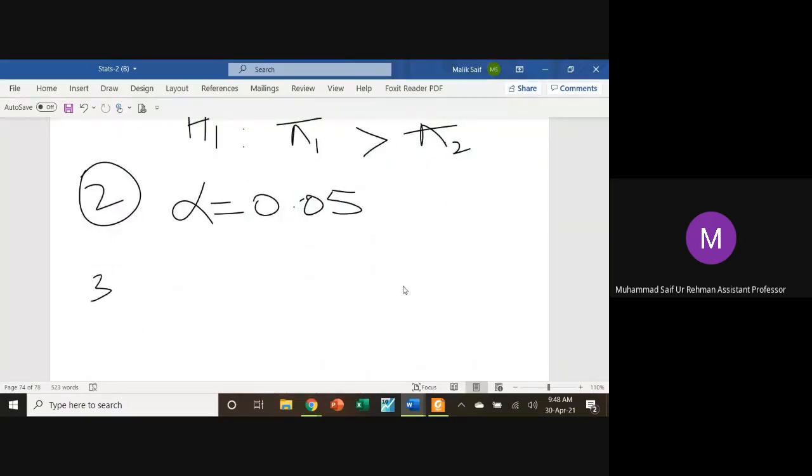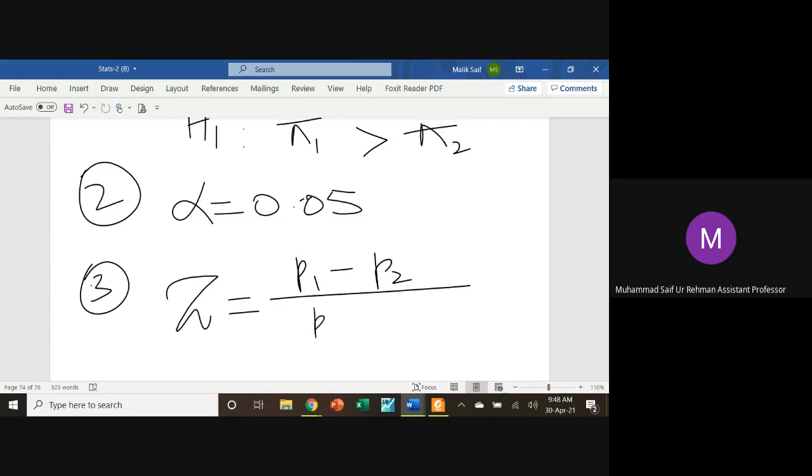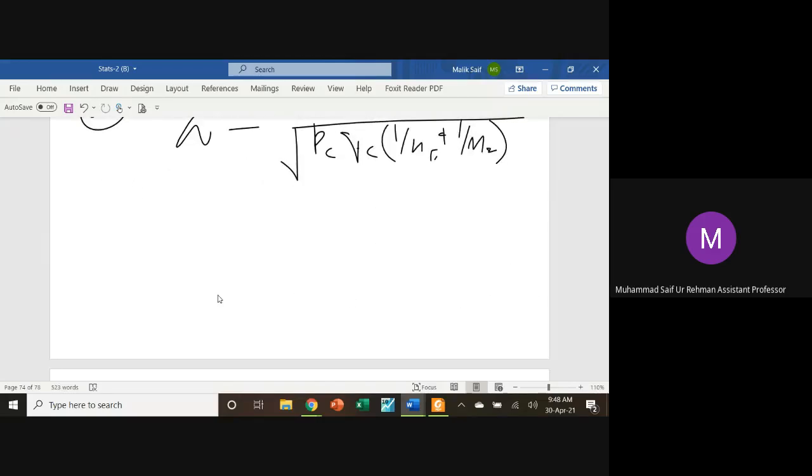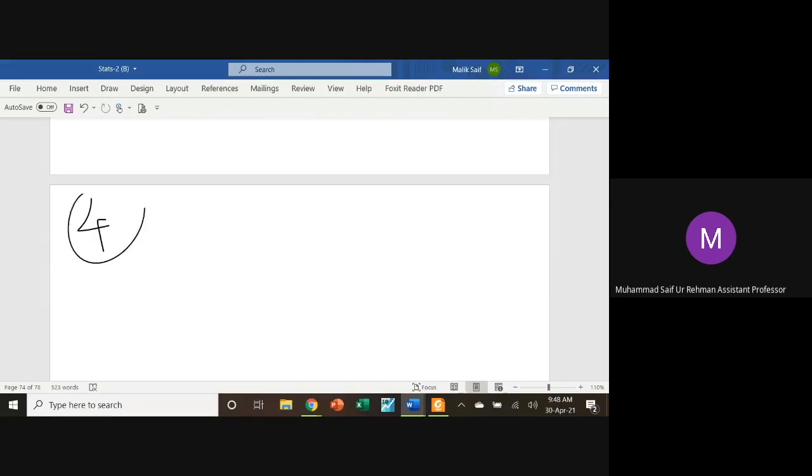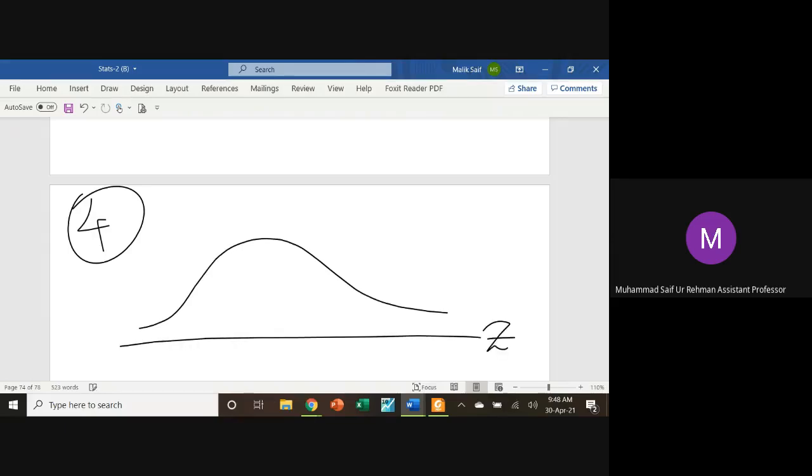Third part, test statistic. Two populations are there. You will use the Z statistic: P1 minus P2 divided by the square root of PC QC times (1 over N1 plus 1 over N2). This is the formula. Fourth part, you have to draw the distribution, the Z distribution, the Z scale. In the center, the value of Z is 0.